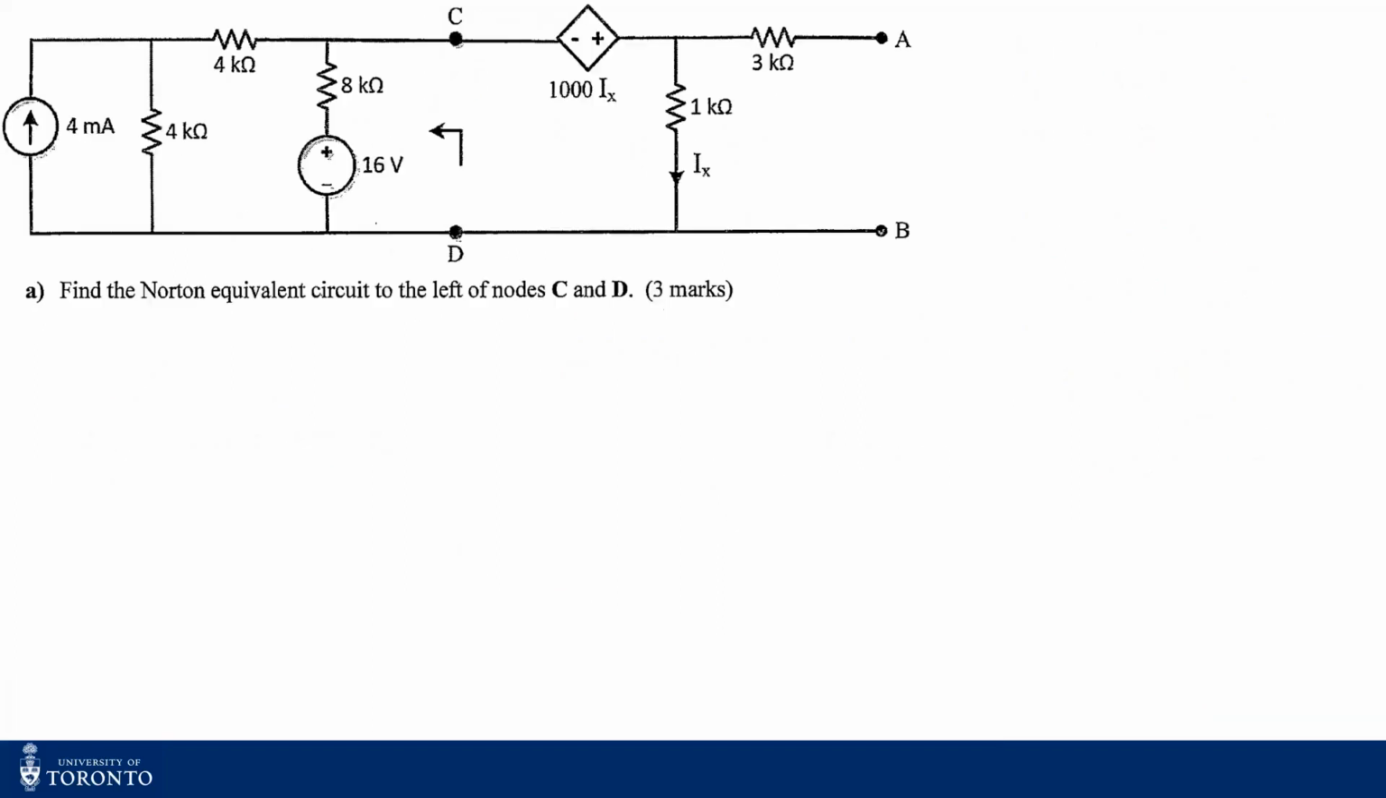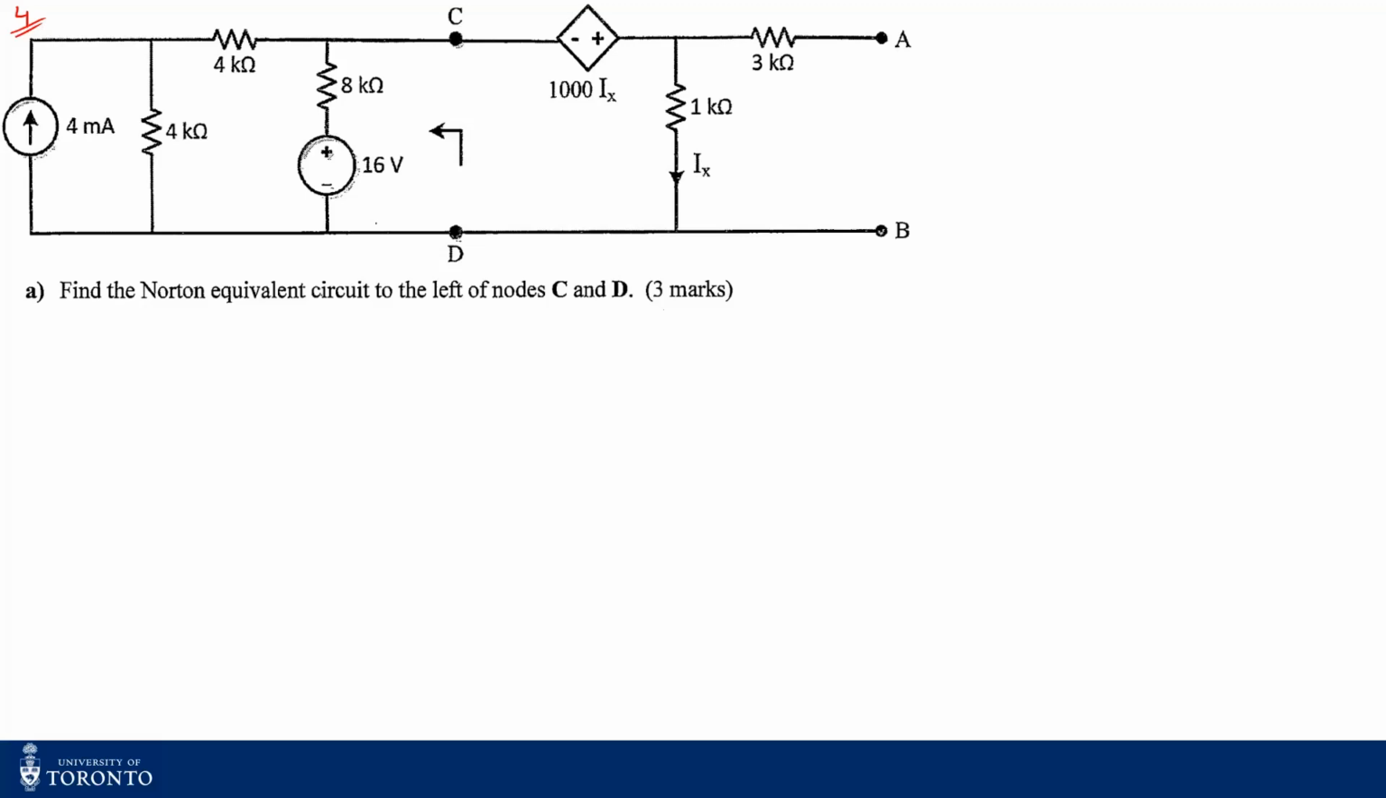All right. Now this is question number 4, part A. This is your question, Q4. Here you see that there are two independent sources, one current and one voltage, and there is a dependent current controlled voltage source, right? Now they have asked you to find the Norton equivalent to the left of the nodes CD. So you have to consider only the left portion of the circuit, and ignore the right portion right now.